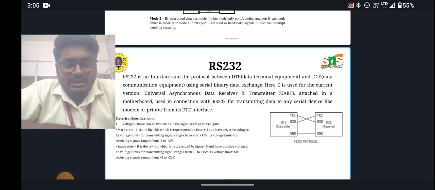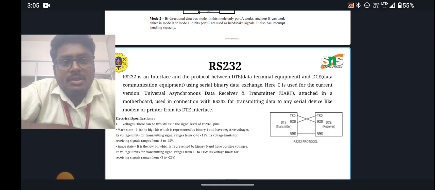These electrical specifications are the voltages. There can be two states in the signal level of RS232C pins. Mark state is the high bit, which is represented by binary 1 and has negative voltages. Its voltage limits for transmitting signals range from -5 to -15 volts. Its voltage limits for receiving signals range from -3 to -25 volts.